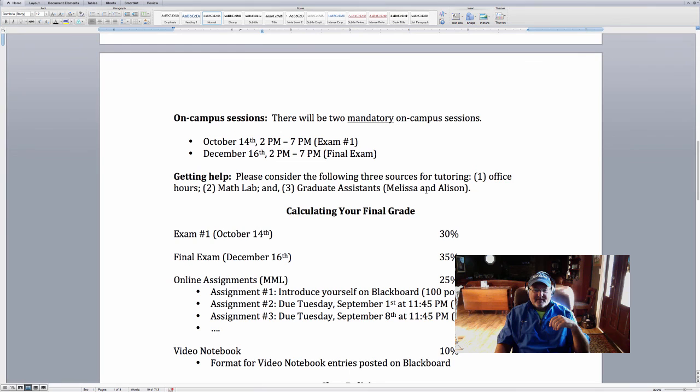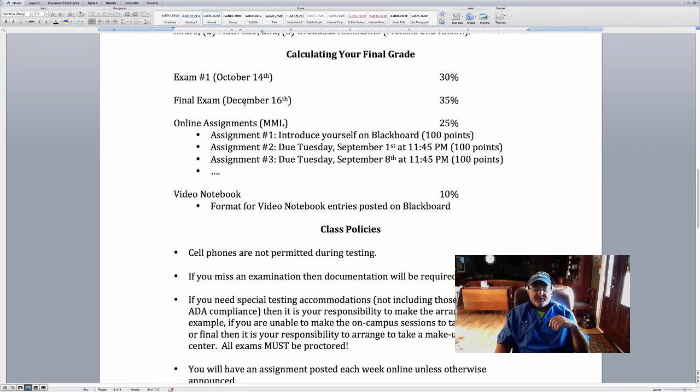All right, calculating your final grade. Your first exam is going to be 30%. Your final exam, 35%. Online assignments: your first assignment, all you've got to do is get on the Blackboard and introduce yourself. Your second assignment is going to be due Tuesday, September the 1st. Third assignment, Tuesday, September 8th. So guys, you're going to be guaranteed an assignment due every single Tuesday at 11:45 p.m. Okay?